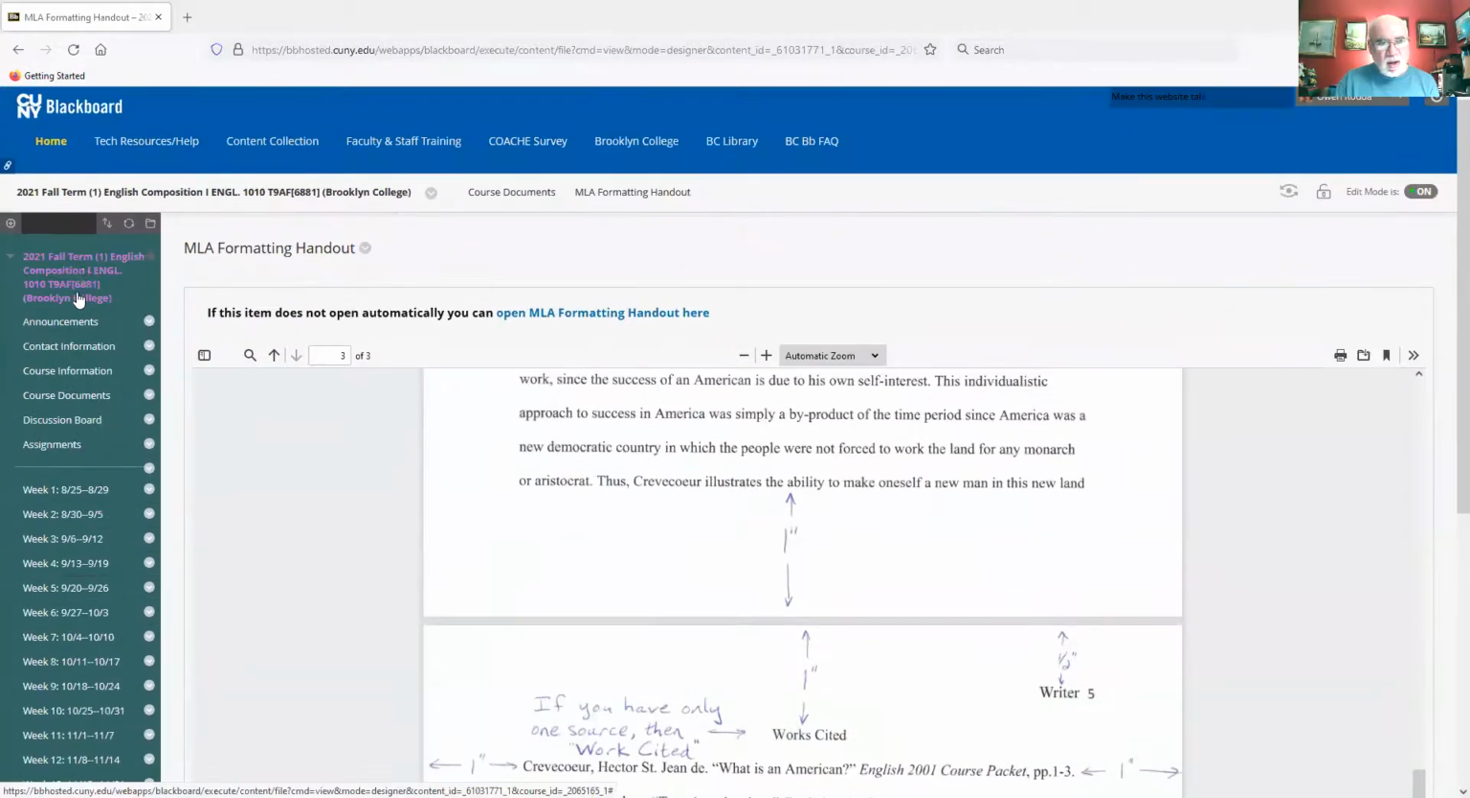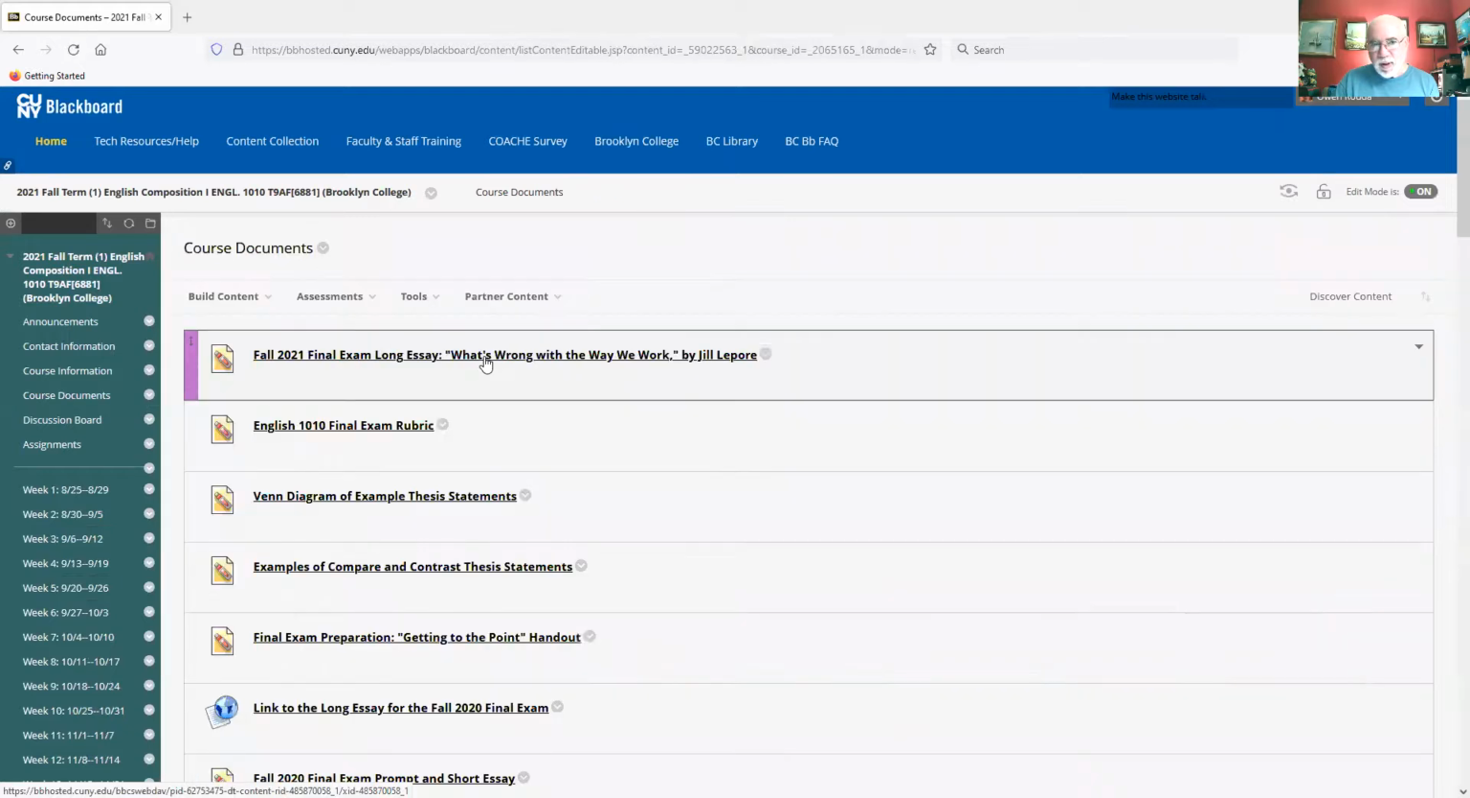And that's enough of the mechanical stuff, all right? Because really what I'm interested in is what you write for the final. But that's all I can discuss with you about the essay, so you understand. But I can talk to you about the final in general. You've received the long essay. Let me show you again. The long essay is under course documents right here, all right?